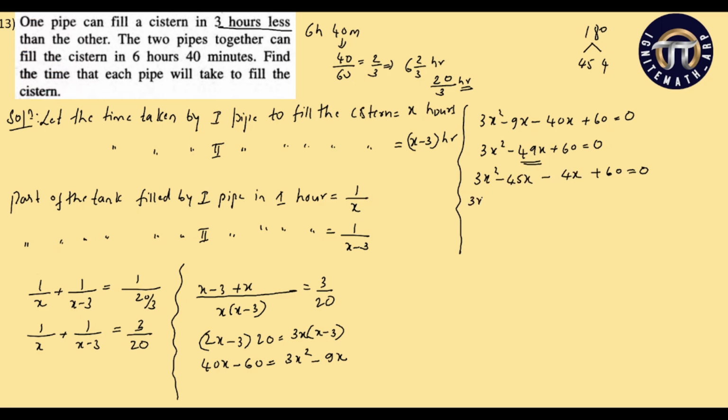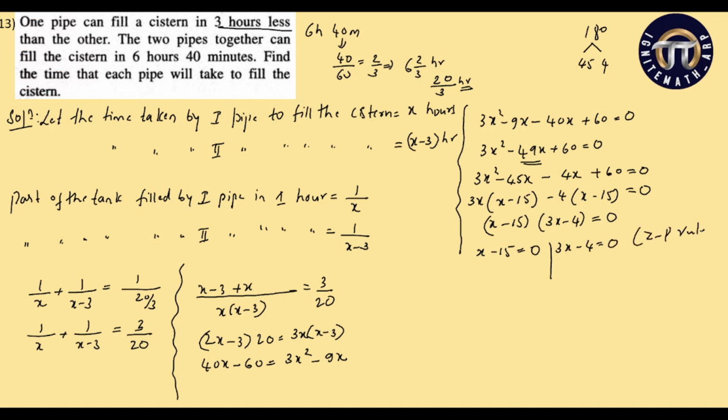So here 3x can be taken common, x minus 15, minus 4 can be taken common, x minus 15 is equal to 0. So x minus 15 is one factor and 3x minus 4 is the other factor. So x minus 15 is equal to 0, 3x minus 4 is equal to 0. This is by zero product rule. So x is equal to 15 and x is equal to 4 by 3 I get here.